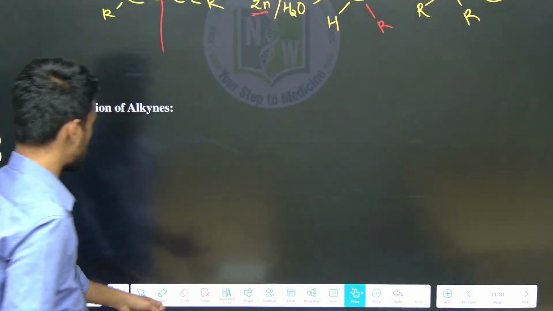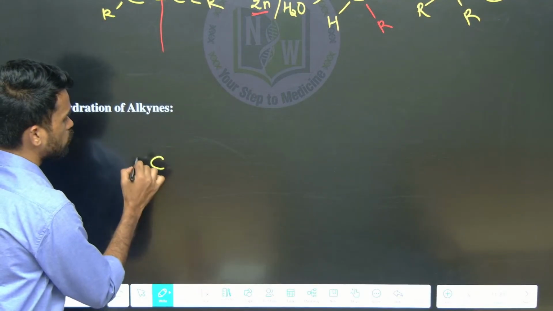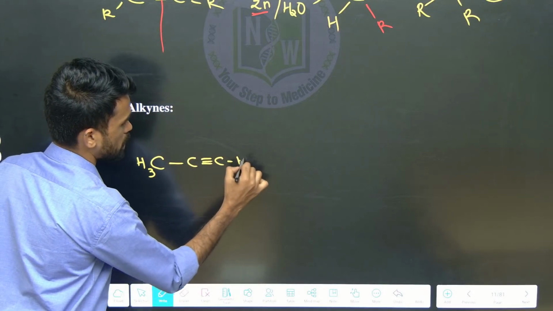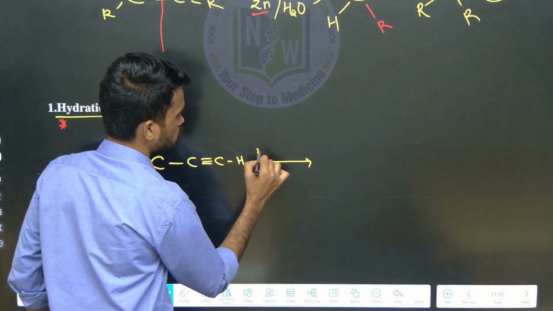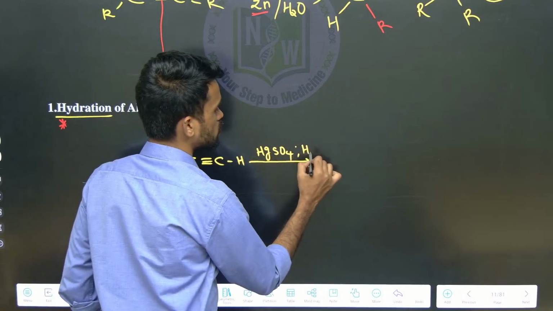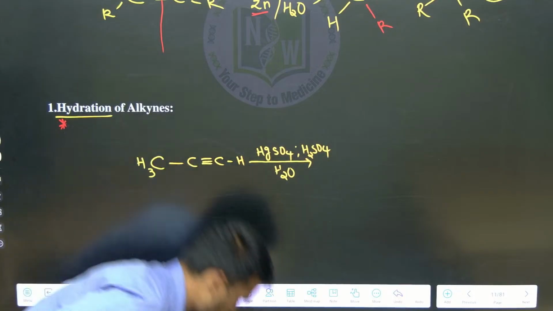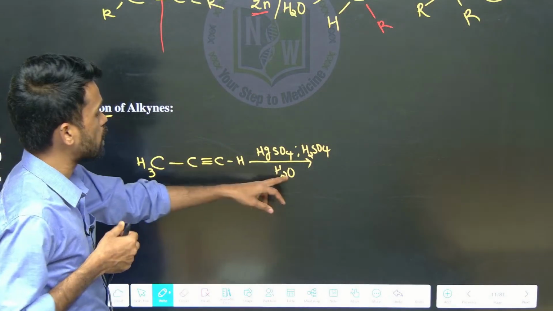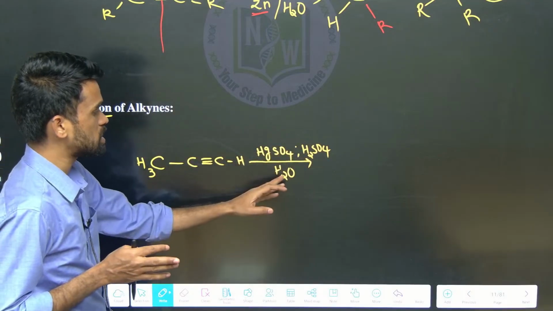Just listen here, this is also an important reaction. You take one alkyne, here I am taking CH3, C triple bond CH. To this, hydration means we need to add water. So addition of water takes place in the presence of HgSO4, H2SO4 and water hydrolysis. What happens here is we just need to add water to this molecule, and here it will catalyze the reaction.